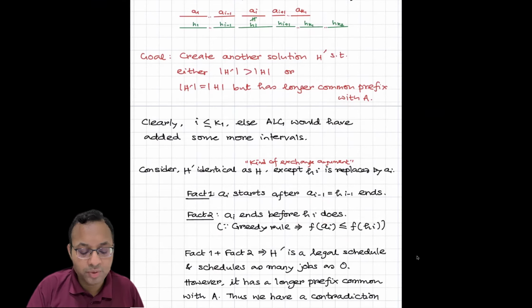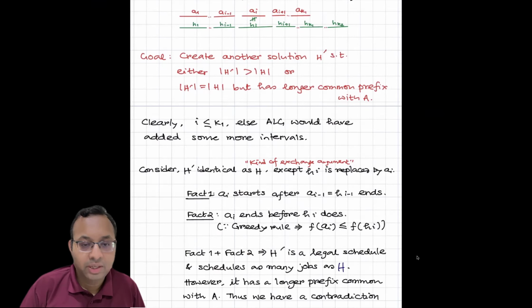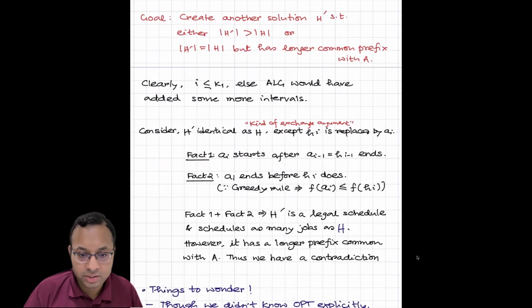So the first property is just using the feasibility of the solution. Second is using the greedy rule. Then fact 1 and fact 2 say that AI will not overlap with HI plus 1 and it will not overlap with HI minus 1. So H prime is a legal schedule and it schedules as many jobs as H. But it has a longer common prefix with H, which is a contradiction.